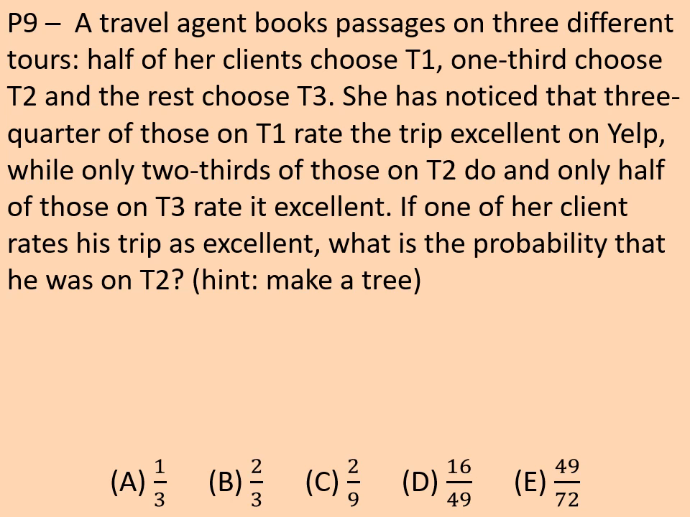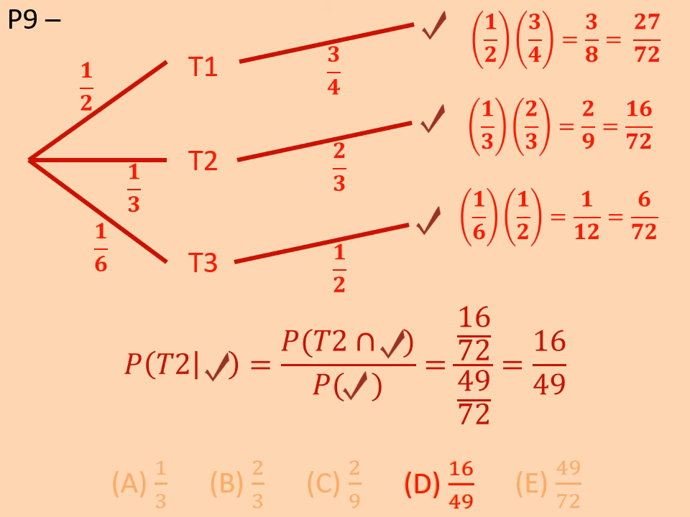You can either make a tree or a table. In this case, I think a tree might be more helpful in the way that they gave us the information. All right, so we have the certain percentage of her clients that were on the different tours, tour 1, tour 2, and tour 3. And then we also have the percent of those individual tours that rated it as a check mark or excellent. Remember, when we work through these, we want to multiply through the tree diagram, and that gives us the probability that both things happened. Remember, this is a conditional probability, but if we multiply them together, we get the probability that someone randomly selected was on tour 1 and rated the tour as excellent on Yelp.